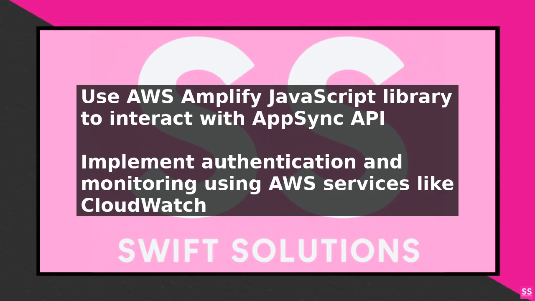Best practices for configuring AWS Amplify AppSync integration include using environment variables to manage API endpoint and authentication settings, implementing authentication and authorization mechanisms to secure your API, and monitoring and logging API performance and errors using AWS services such as Amazon CloudWatch and AWS X-Ray.